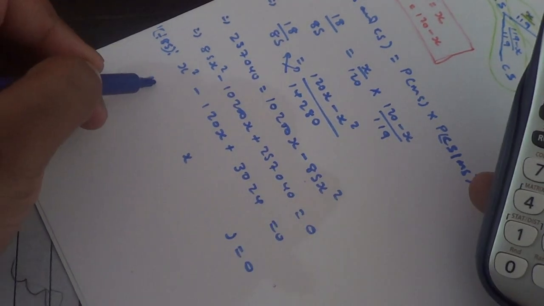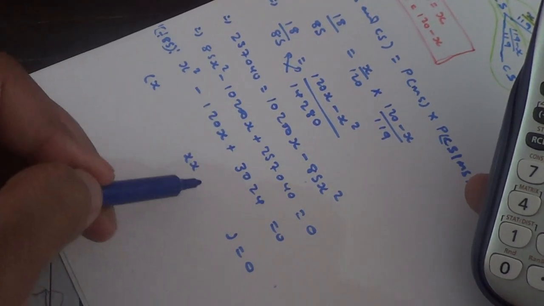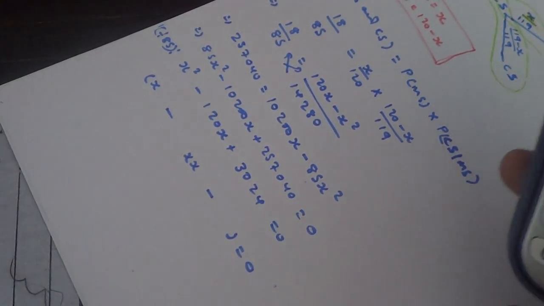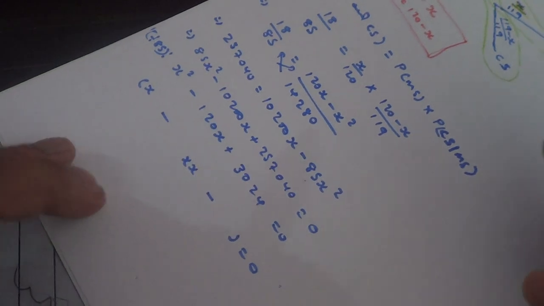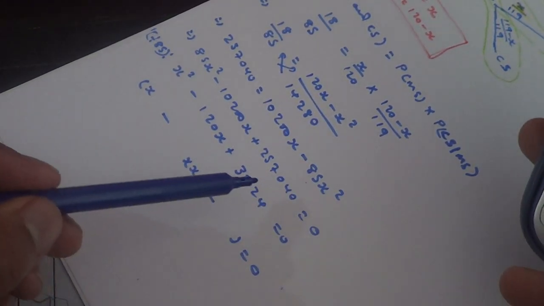Now, I know I'm going to have x and x. If the last term is positive and the middle term is negative, both brackets are negative. Now you're going to have to try even numbers here. But now this is quite a big number.